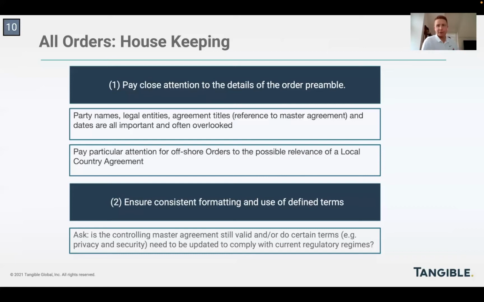That's a regulatory regime that's fast evolving. So chances are, if you have privacy and security terms that are more than a few years old in your controlling master agreement, those are probably going to need to be updated before you can complete the order in front of you. So important point of focus right there in the preamble.